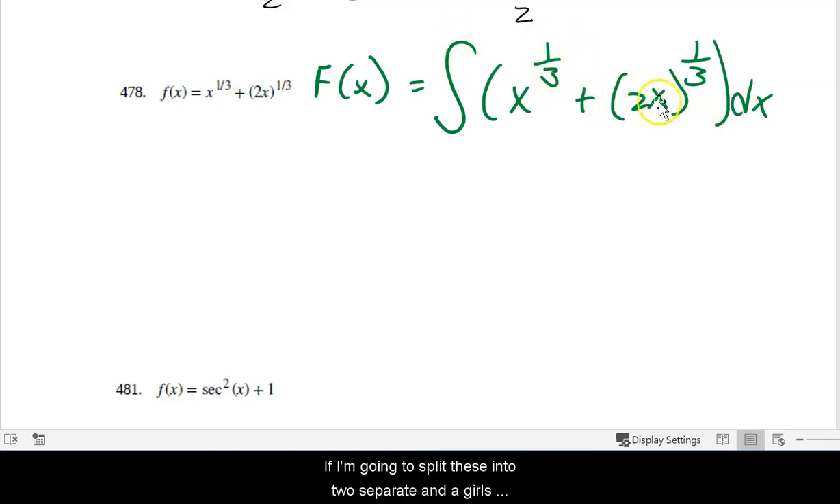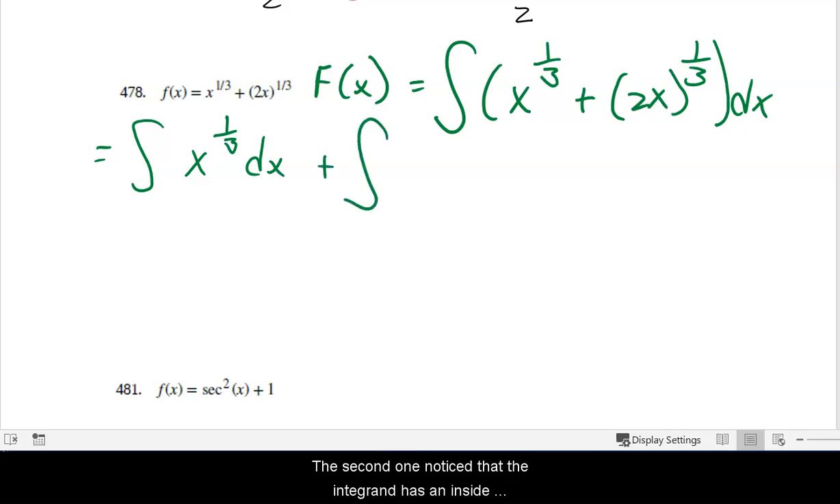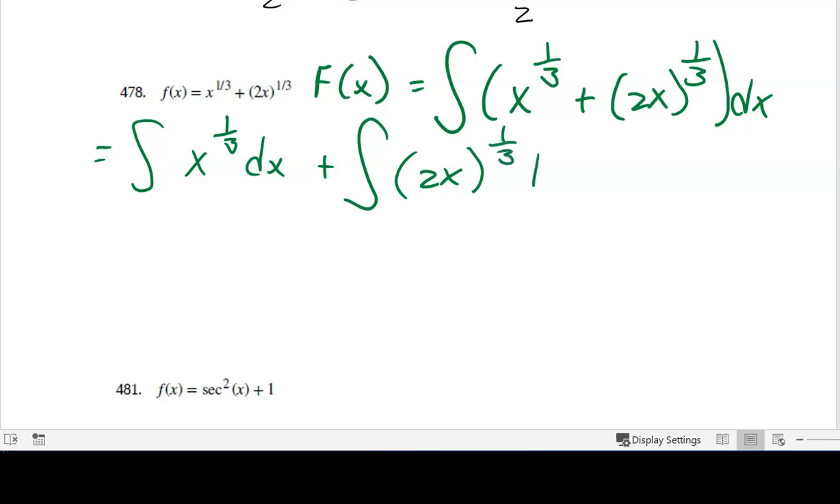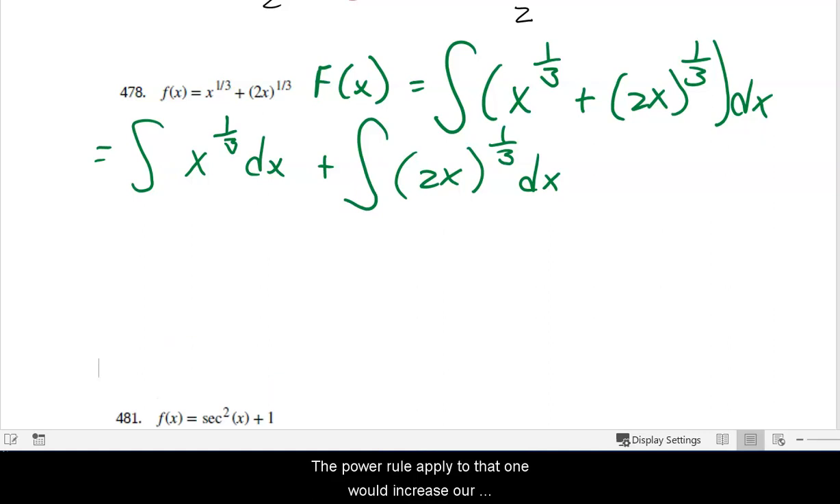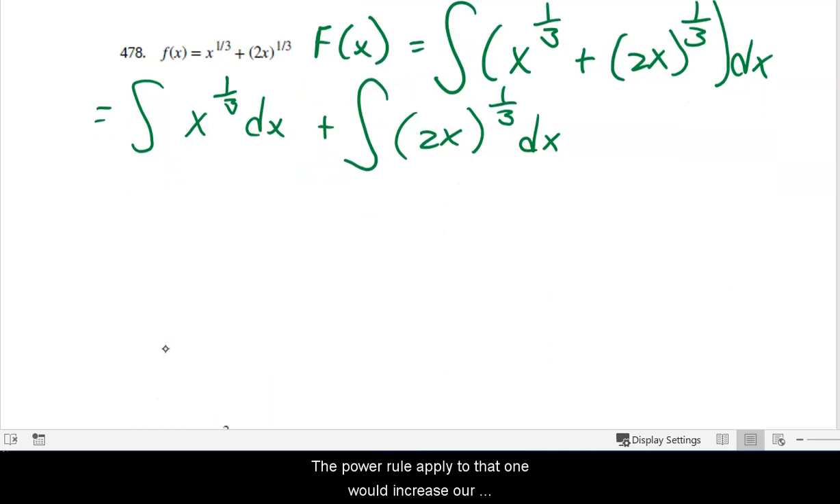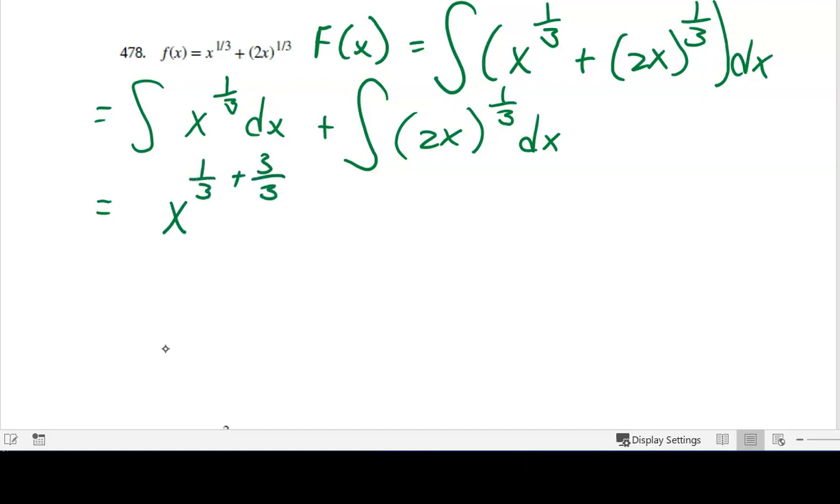If I'm going to split these into two separate integrals because they're added, that means that each one gets its own integral symbol and its own differential dx. The second one, notice that the integrand has an inside function of 2x. The first one, we can simply apply the power rule already. The power rule applied to that one would increase our power by 1 and enable us to write x to the 1/3 plus 3/3, which would give us 4/3. So we would be dividing by the new power of 4/3.